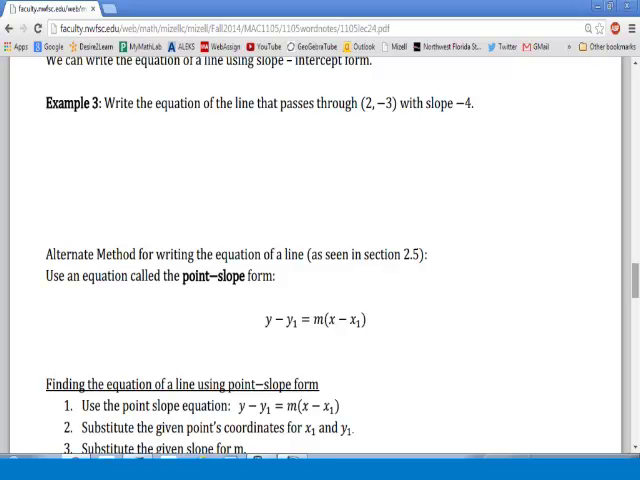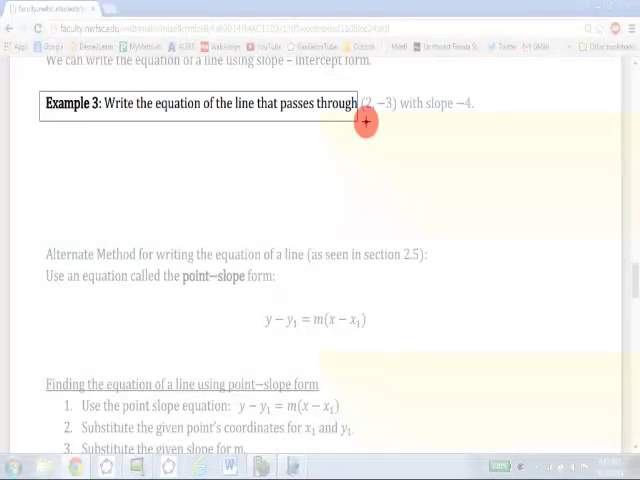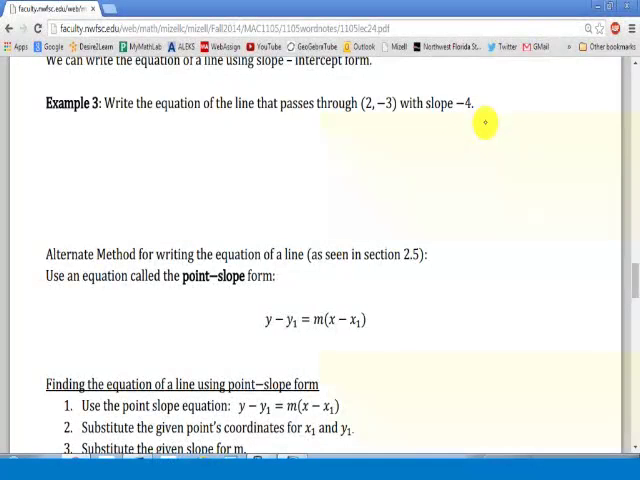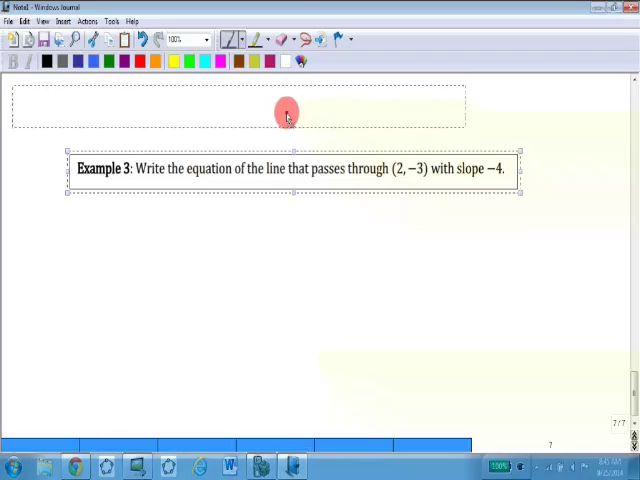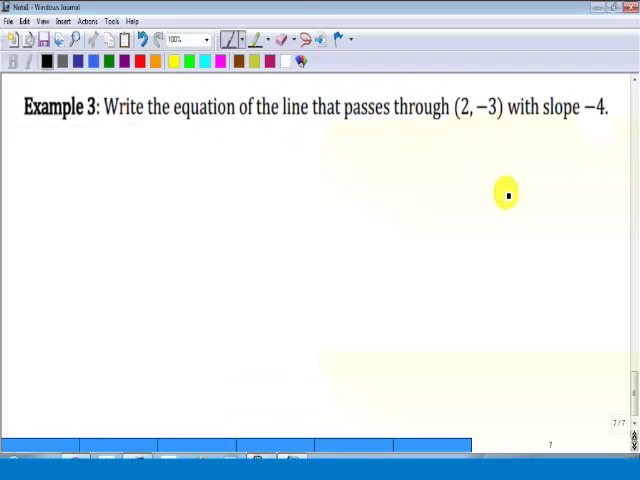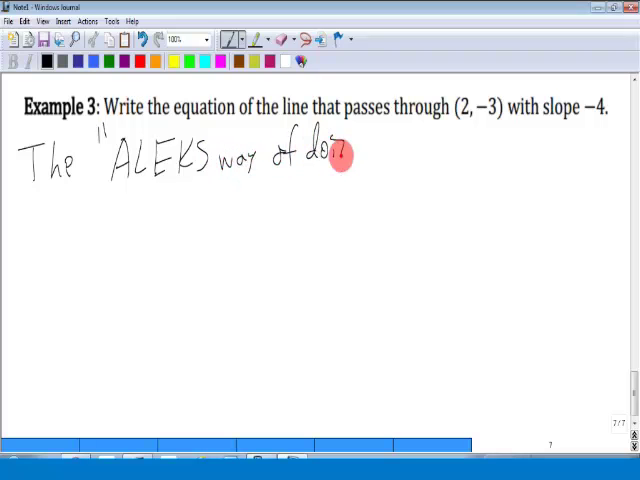Now, the Alex way of going about this, I don't particularly care for, and it actually grieves me deeply to work the problem like this, but I should probably go ahead and do it anyway. The Alex way of doing things goes like this.